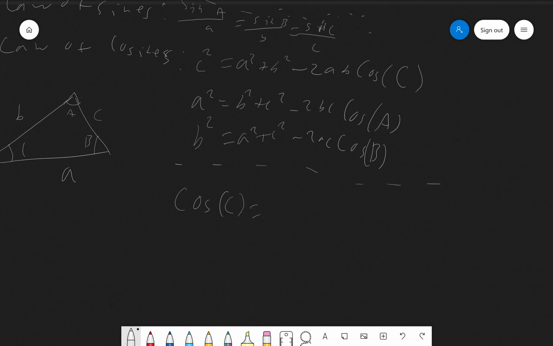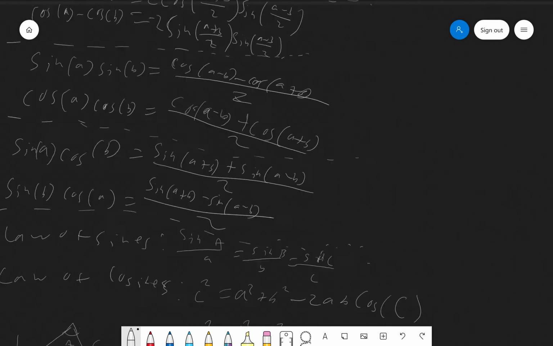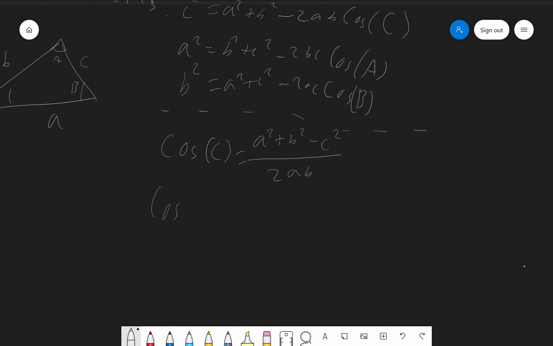You can actually solve them out algebraically, but I don't feel like it. So that's equal to a squared plus b squared minus c squared over 2ab. Multiply by 2ab, subtract, and now you can get from here to here a lot easier. So now cosine of A is equal to, by symmetry, b squared plus c squared minus a squared over 2bc, and then cosine of B is equal to a squared plus c squared minus b squared over 2ac.